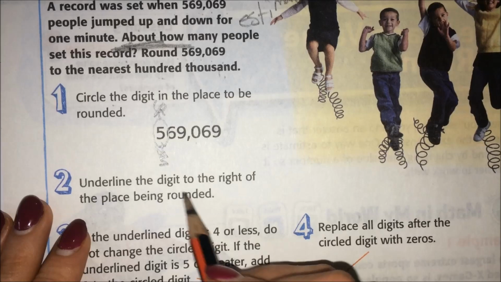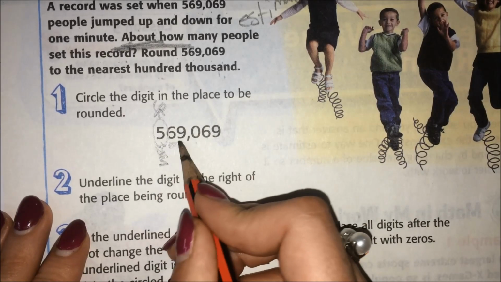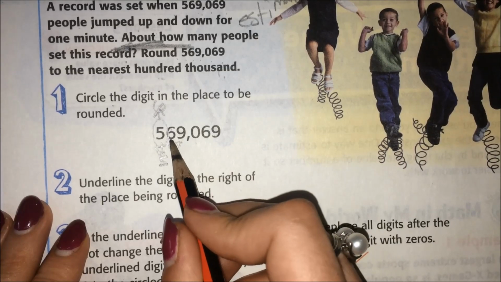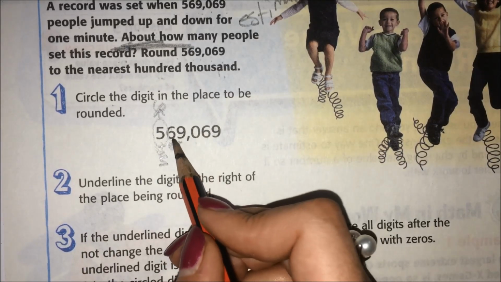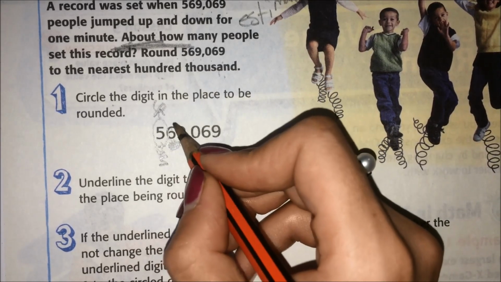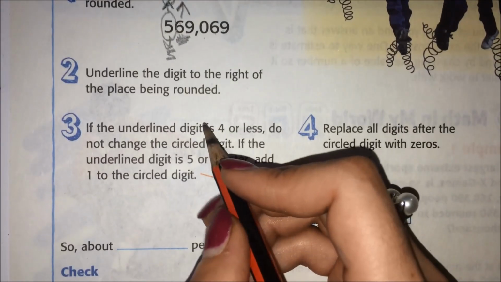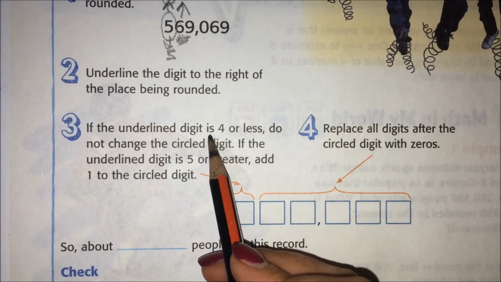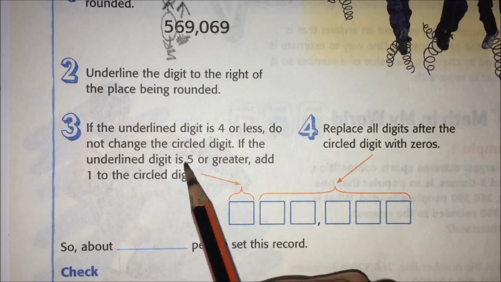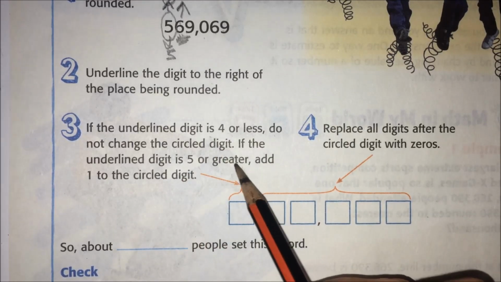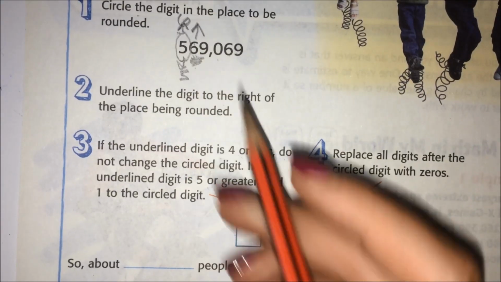And it says, underline the digit to the right of the place value being rounded. So this one right here. This is the determining factor, the determining digit. 5 and up, push it up. So 6 is bigger, so we're going to be pushing up to 6. If the underlined digit is 4 or less, do not change the circled digit. If the underlined digit is 5 or greater, 5 and up, push it up, add 1 to the circled digit. So we're pushing up to 6.